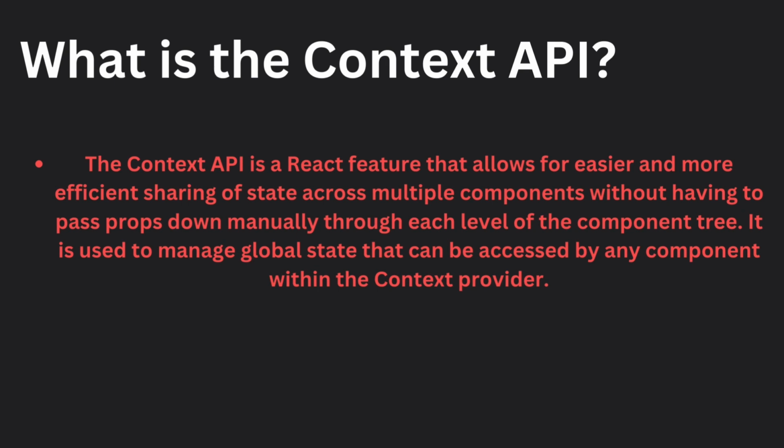What is the Context API? Answer: the Context API is a React feature that allows for easier and more efficient sharing of state across multiple components without having to pass props down manually through each level of the component tree. It is used to manage global state that can be accessed by any component within the context provider.